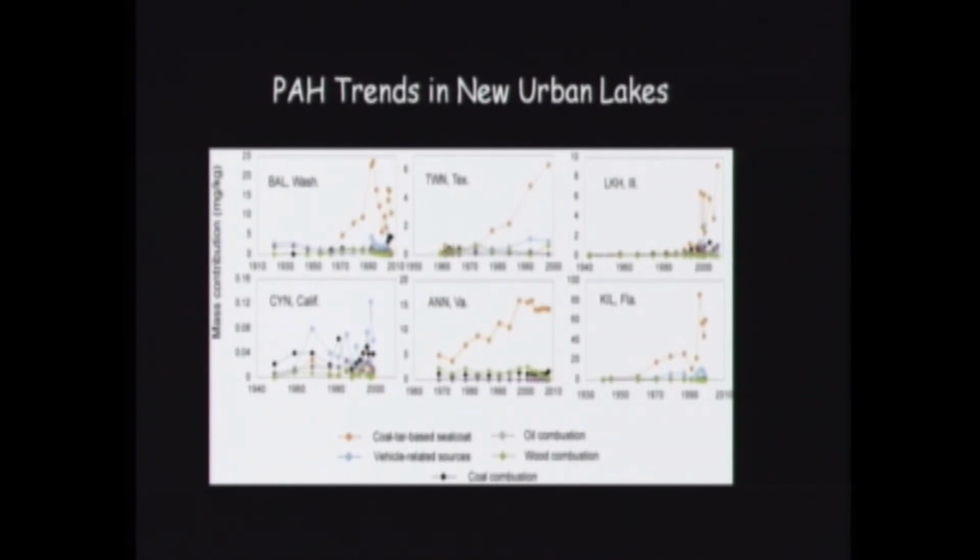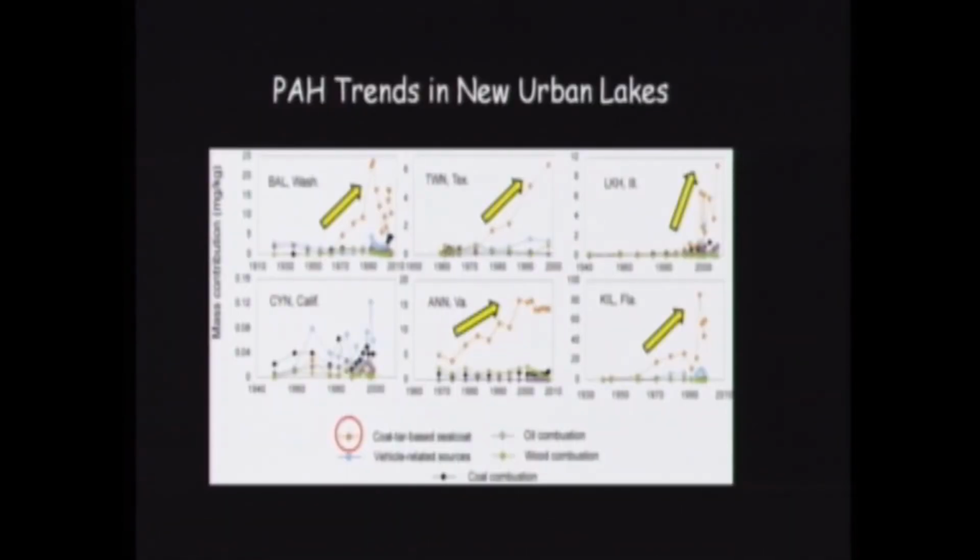And again, same color coding. So the coal tar-based seal coat is the orange. And what we're seeing is that for 5 of these 6 lakes, very strong increasing trends in PAHs. And it's the coal tar-based seal coat that, on the basis of the model, appears to be responsible for these trends. Now, the outlier is Railroad Canyon Lake in California.